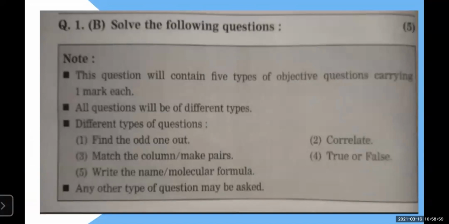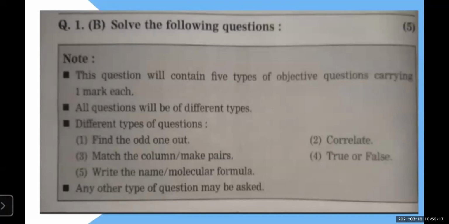Now question number 1B, you can see a note. This note will not be given in your exam. This is for your understanding. I have put it in the PPT to explain to you. This note will not be coming in your exam. Okay. So question number 1B, what will be there?